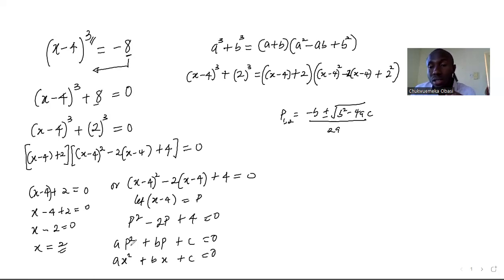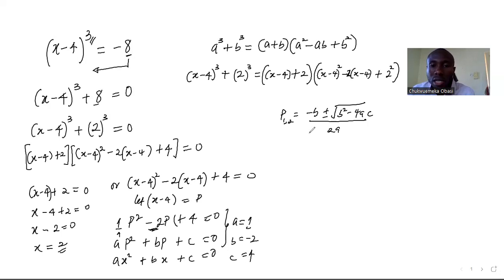The variable is still the same, all right? Just because I have a p squared here, that's why I'm using p all through. So now you see there's an invisible 1 here. So a is 1. So we finally discovered that a is equal to 1, and b is equal to this -2 right here. And of course, c is this constant term right here, which is +4.